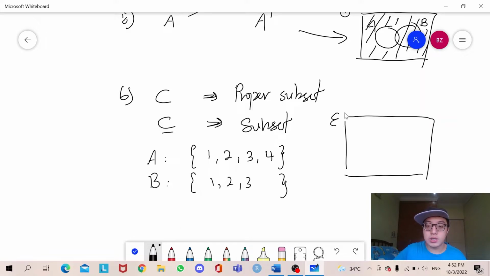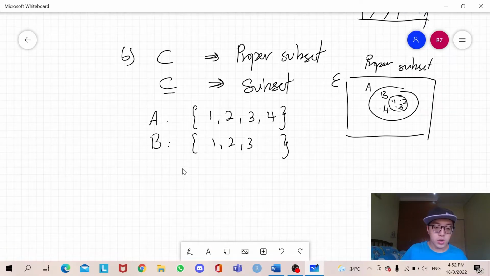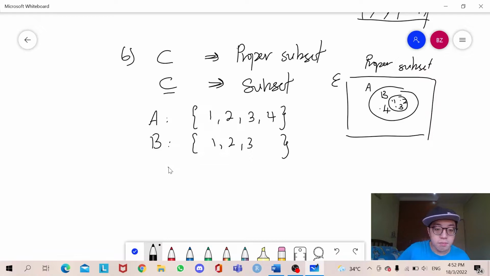If you are to draw this set diagram, we will draw here A and here B. Because we have 1, 2, 3, and 4 here, the whole of B is inside A. So we call this a proper subset. If you are given this information, we know that B is a proper subset of A. So this is how you denote it.